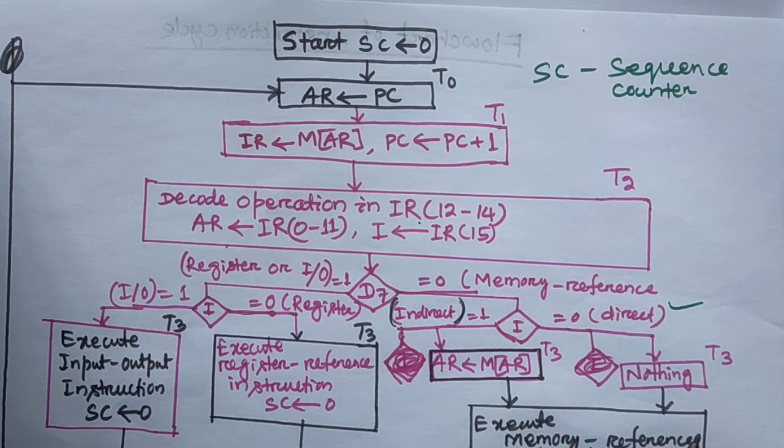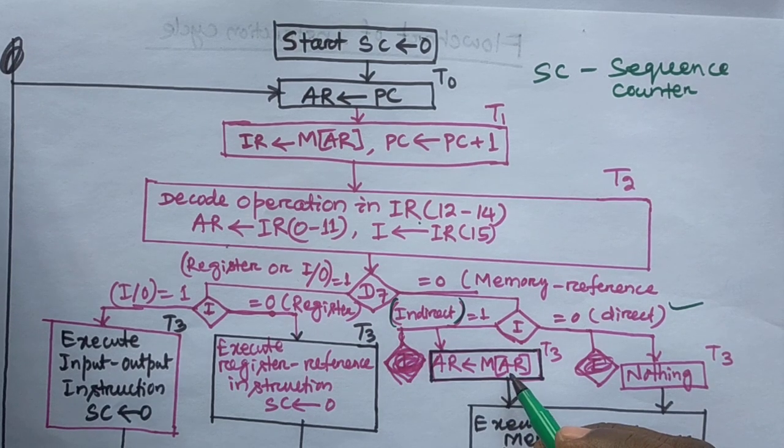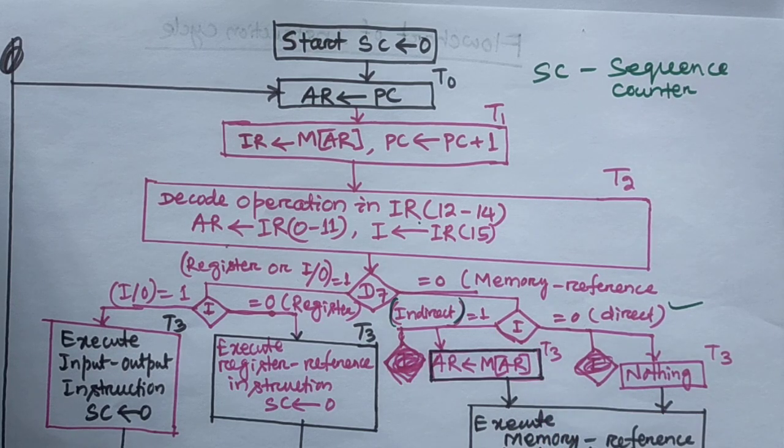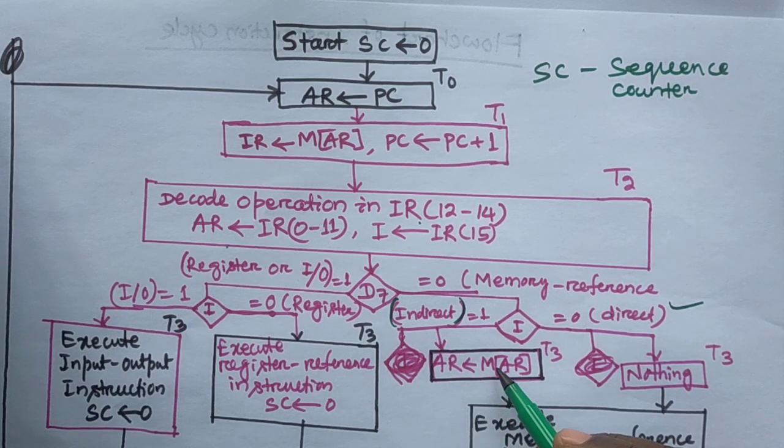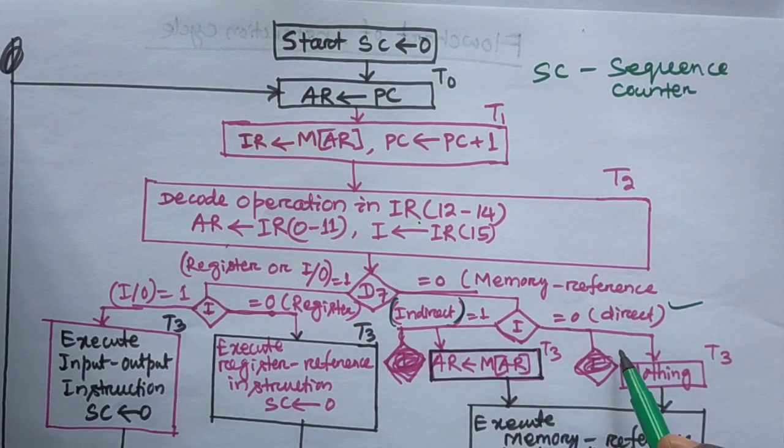If it is an indirect address, then we have to search in memory through the address register, to find where our operand is. After getting the data from memory into the address register, we start the execution. After that, we execute the memory reference instruction. In that case, SC will be 0. Either direct or indirect address, execution can be done through memory reference.